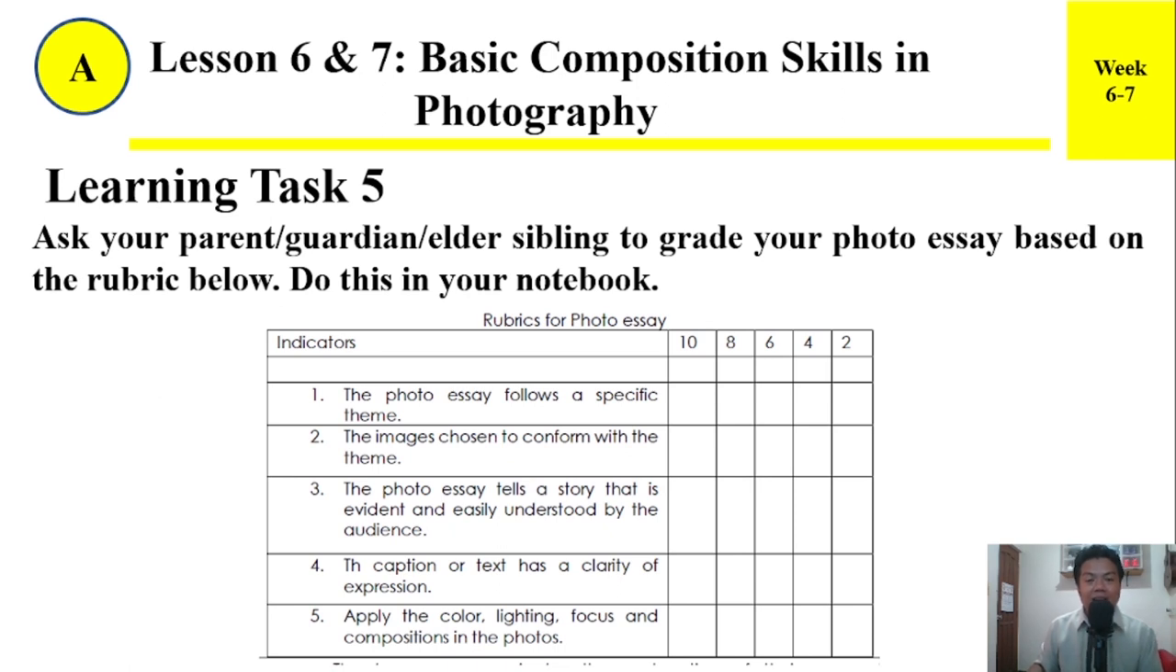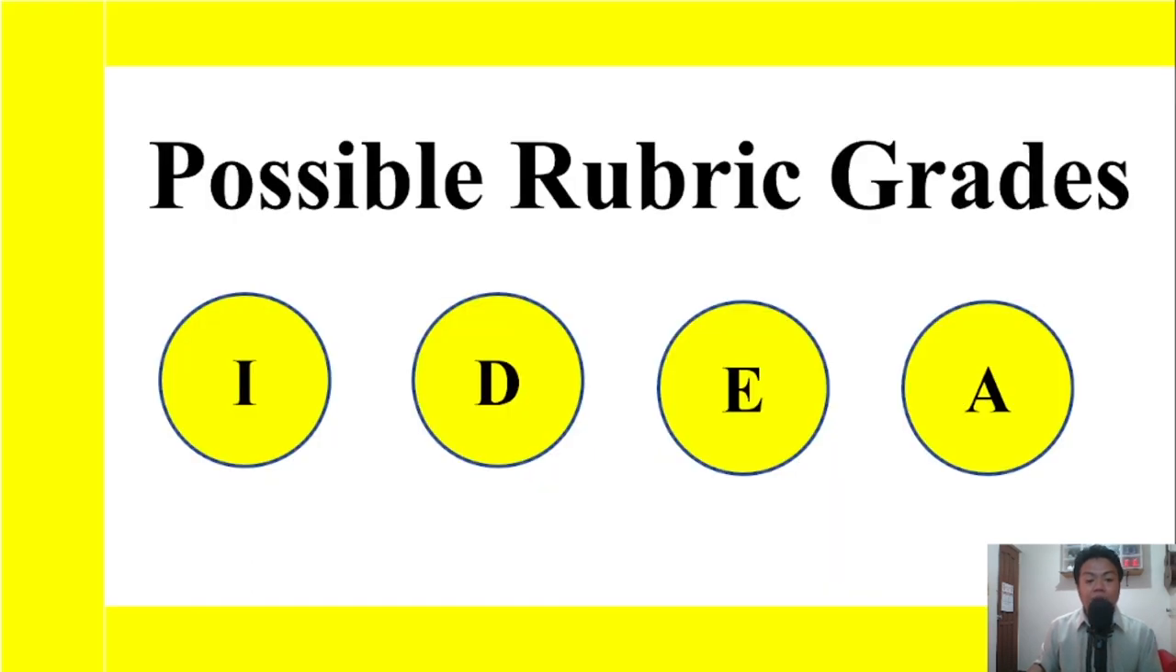Learning Task number 5. Ask your parents, guardians, or elder siblings to grade your photo essay based on the rubric below. Do this in your notebook. Rubric for photo essay. Here are the indicators. Number 1. The photo essay follows a specific theme. Number 2. The images chosen conform with the theme. Number 3. The photo essay tells a story that is evident and easily understood by the audience. Number 4. The caption or text has clarity of expression. Number 5. Applies color, lighting, focus, and composition in the photo. Here are the possible rubric ratings.